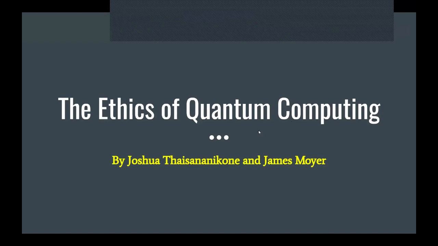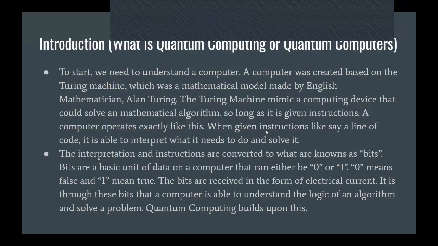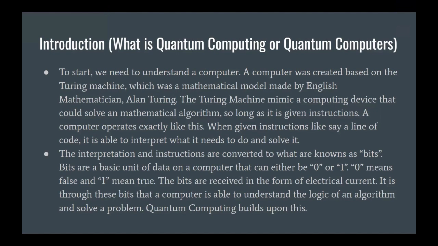So to start up the presentation, we need to know what quantum computing or quantum computers are. To start, we need to understand a computer. A computer was created based on the Turing machine, which was a mathematical model made by English mathematician Alan Turing. The Turing machine mimicked a computing device that could solve a mathematical algorithm. So long as it is given instructions, a computer operates exactly like this.